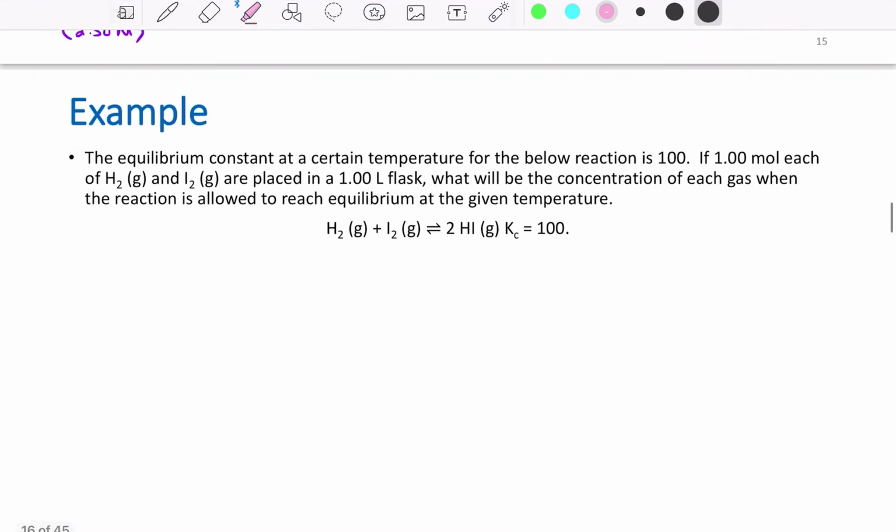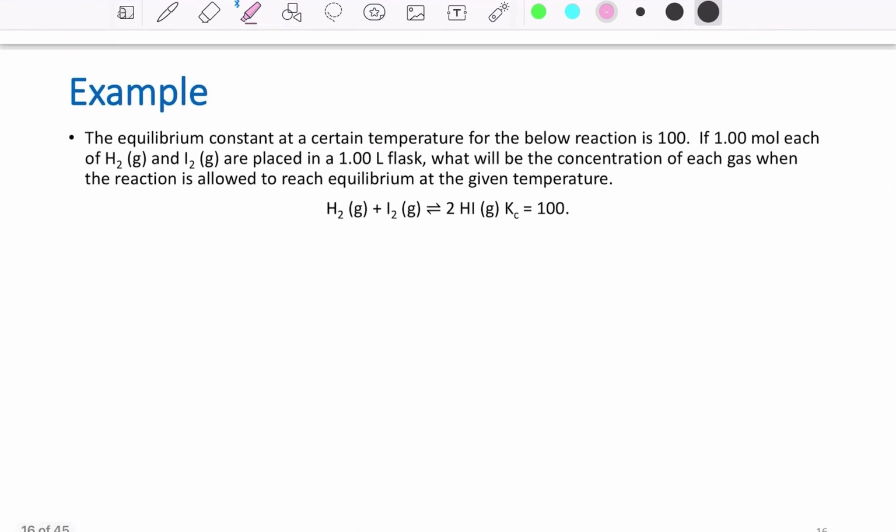Let's work one more example. The equilibrium constant at a certain temperature for the below reaction is 100. So that's telling me Kc equals 100 at whatever temperature I'm working at. If I have 1 mole each of H2 and I2, and I place these in a 1 liter flask, what will be the concentration of each gas when the reaction is allowed to reach equilibrium at the given temperature? Set up your ice table.